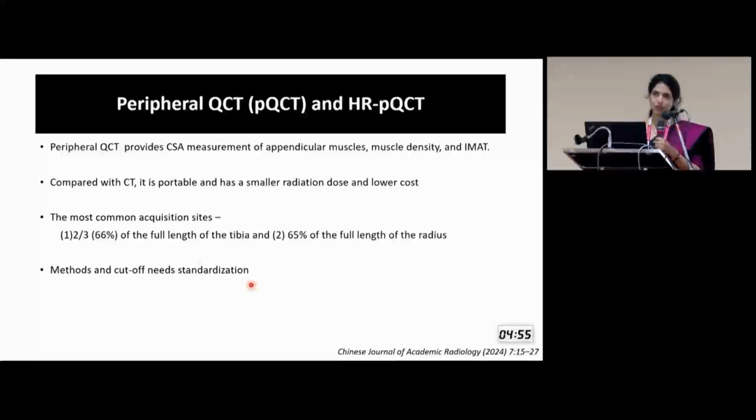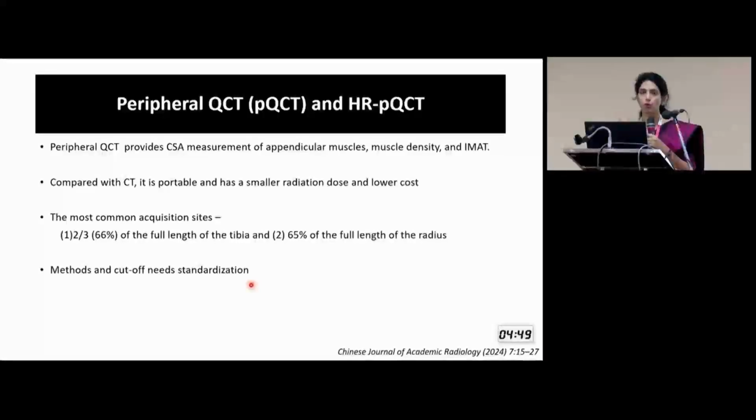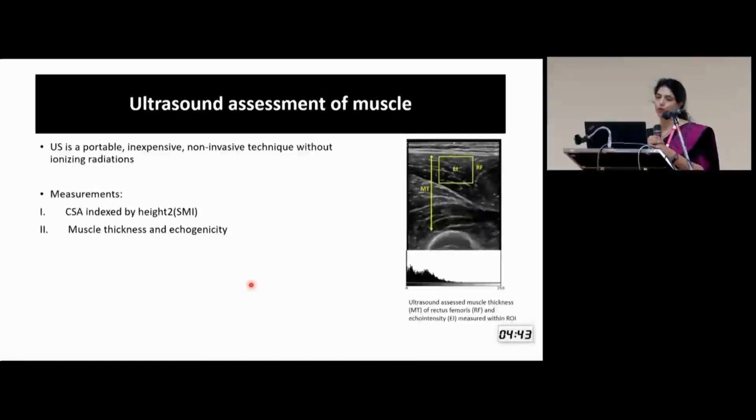Peripheral QCT, we know, is being used more and more in the assessment of skeletal health. Now this can be utilized to assess muscle mass. It's slowly upcoming as one of the tools for assessing muscle mass. And then ultrasound has also been repurposed to look at muscle health.